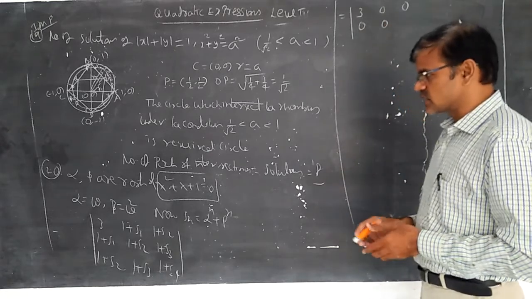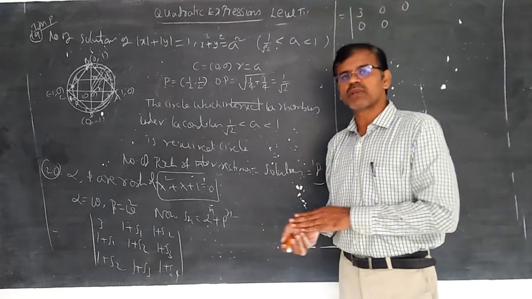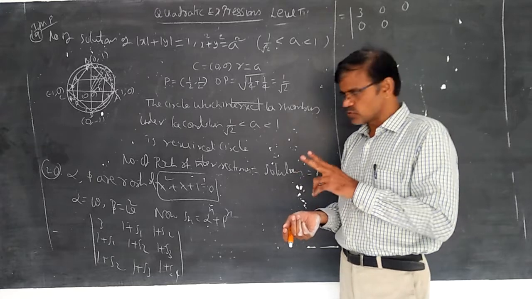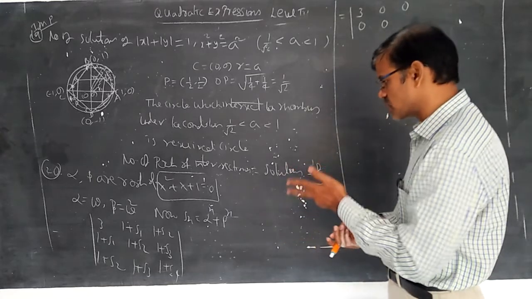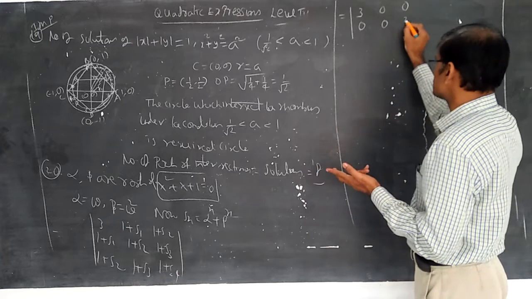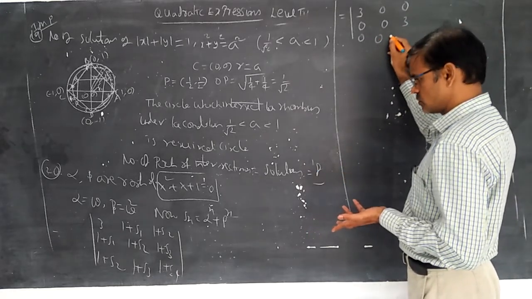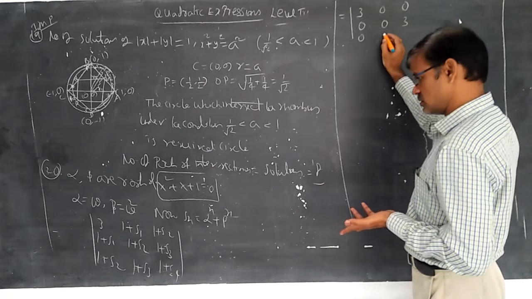Next, 1 plus S3. S3 means omega cube plus omega power 6. It is 1 plus 1. So 1 plus 1 plus 1 becomes S3, which means 2. So it is 3. So you can understand this is 0, this is 0, this is 3.